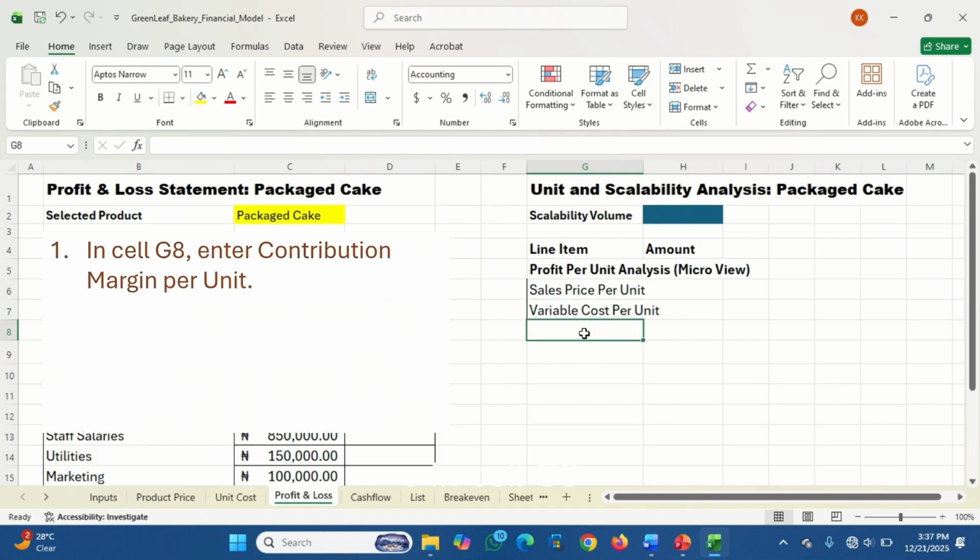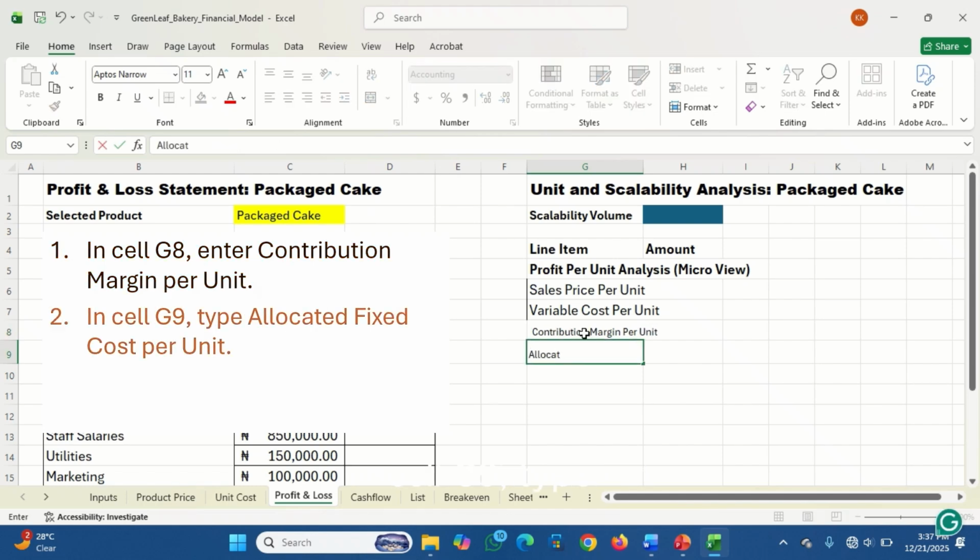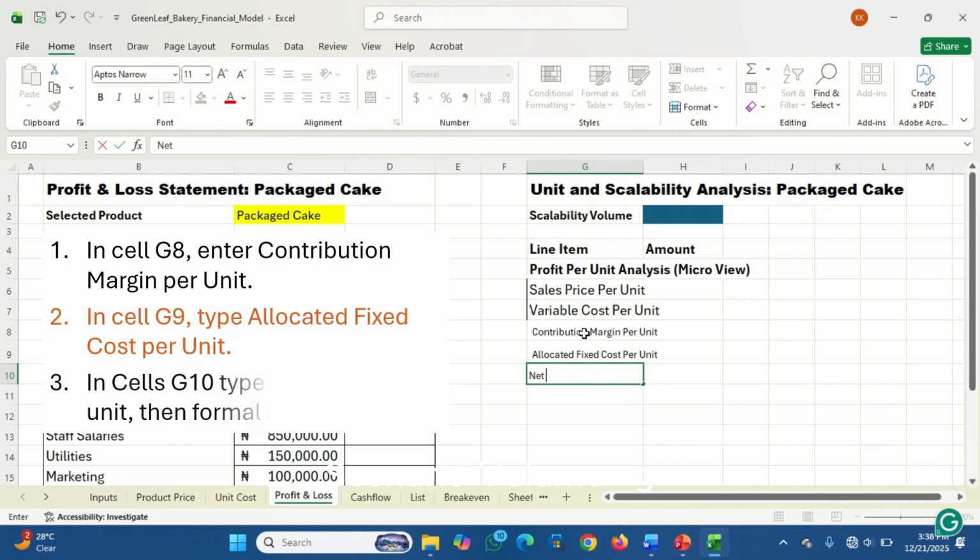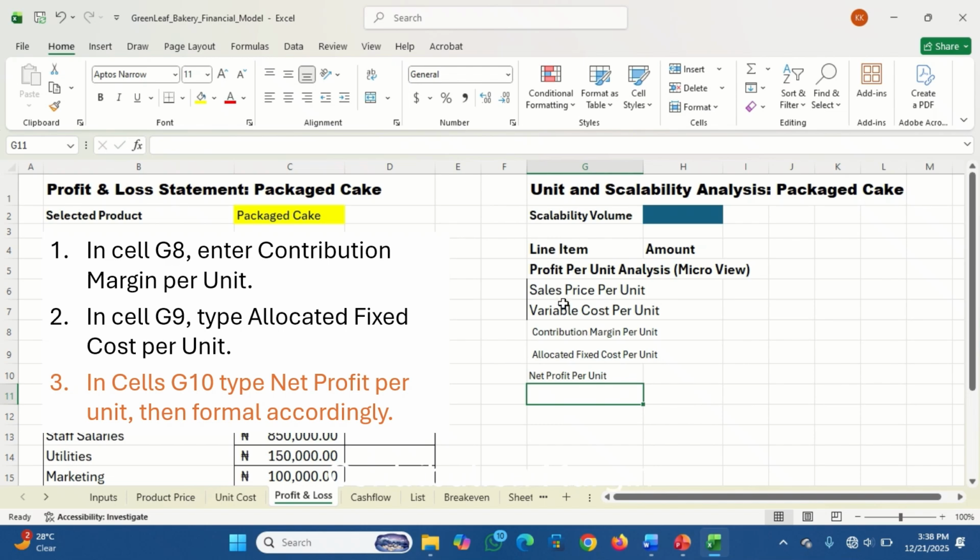E. In cell G8, enter contribution margin per unit. This will be calculated as sales price per unit minus variable cost per unit. F. In cell G9, type allocated fixed cost per unit. This will be calculated as the total fixed cost divided by scenario volume. G. In cell G10, type net profit per unit. This will also be calculated as contribution margin per unit minus allocated fixed cost per unit.